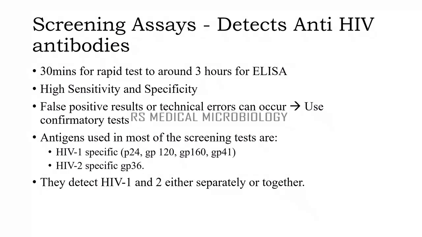We'll talk about screening assays. Testing can take anywhere between 30 minutes for a rapid test to 3 hours for an ELISA. It is highly sensitive and specific, but whatever test we do, we'll try to reconfirm it with other more specific tests. The antigens we use for testing are mostly P24, GP120, GP160, and GP41, all of which we heard about in the first lecture, and for HIV-2 it is GP36. You can detect HIV-1 and 2 separately, or there are kits which are combined together for HIV testing.